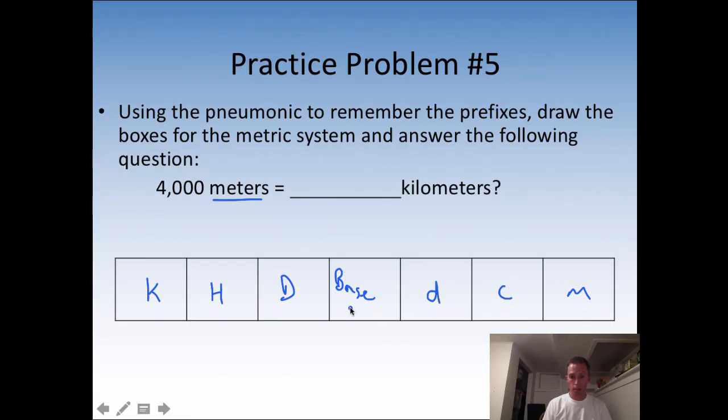Again, the base units for the metric system are the meter, the liter, and the gram. So whenever we're starting with one of these base units, we're starting in this box, the base unit box, and we're trying to go to kilometers. Well, kilometer starts with a K, so we're going to end up coming to this box. And that's 1, 2, 3 boxes to the left. We move it 3 times, 1, 2, and 3. So 4,000 meters is equal to 4 kilometers.